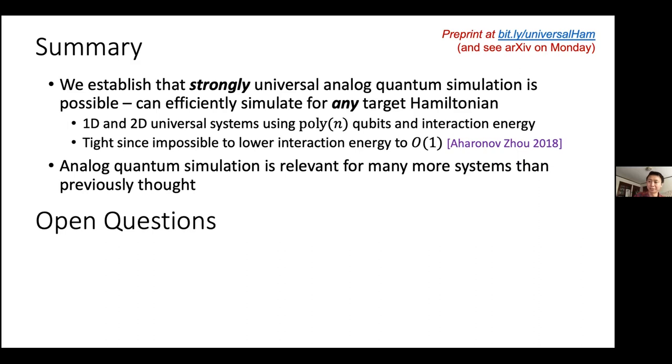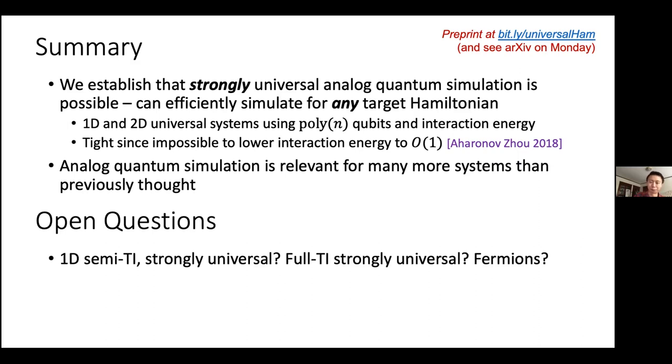And some open questions that I think were already brought up before: can we improve the constructions in some way? Can we make a one-dimensional semi-translation invariant Hamiltonian that's also strongly universal? Is it even possible to have a fully translation invariant Hamiltonian that's strongly universal? And can we move beyond just qubits? Can we think about using fermions to simulate all other systems?